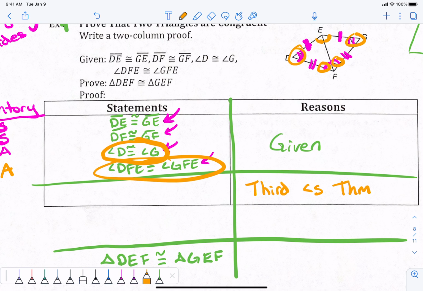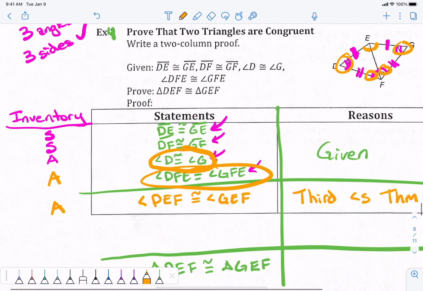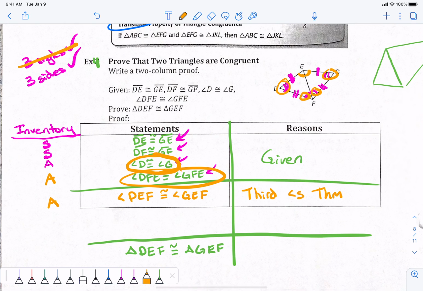Okay, so let's name those angles. Angle DEF and angle GEF. DEF and GEF, would those work? Yeah? Okay. And that gives me my third angle. So all of my angles are done. I can check him off. Angles are done. Okay, now I have to write the sides.